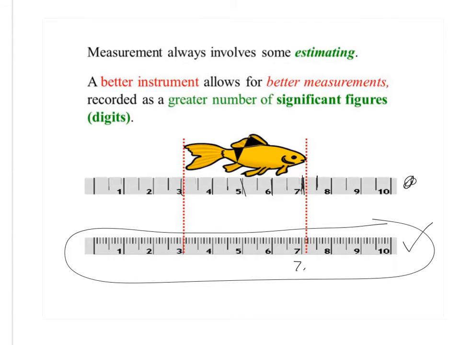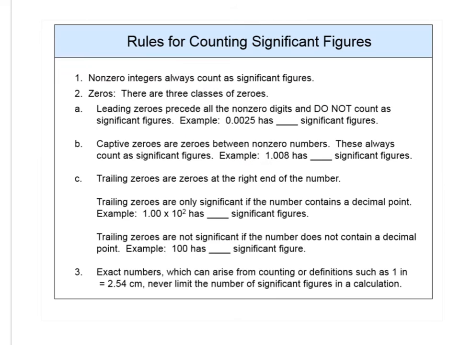7.15 centimeters long. If we measure with this ruler here, we can say, well, I know the fish is 7.3. And really it's not because he didn't start way over here. But I can't estimate this last digit. With here, I can estimate this last digit, and I get more significant figures.